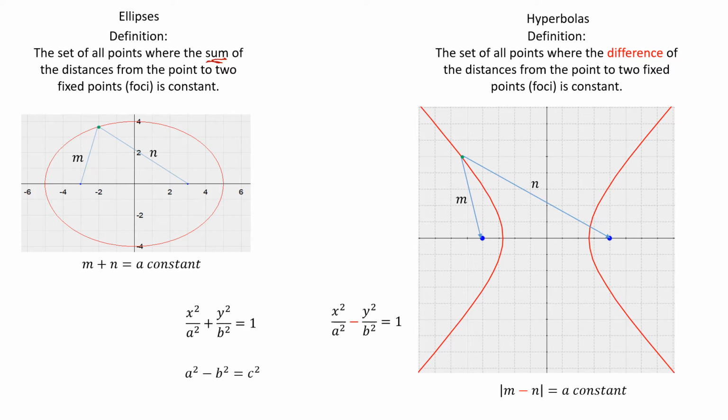For ellipses, to find the focal length, that c, it was a squared minus b squared equals c squared. It was very similar to the Pythagorean theorem, except we were subtracting. For hyperbolas, it actually is the Pythagorean theorem. We're adding those two things. Notice in hyperbolas, the foci are on the outside of our vertices, whereas in ellipses, they were on the inside.